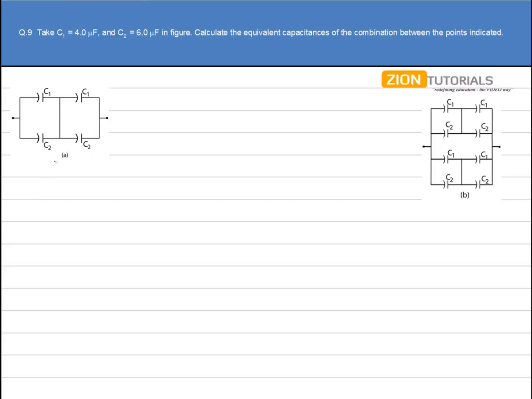In figure A, we have C1 and C2 in parallel, again C1 and C2 in parallel, and the resultant of both these combinations in series. So let's solve this figure.